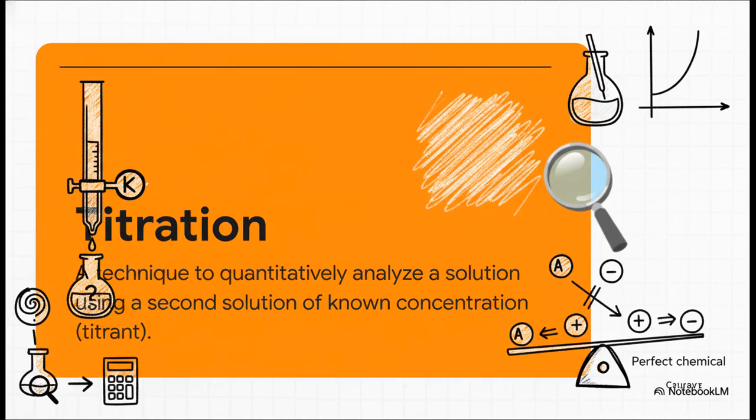The big idea is actually pretty simple. You take a solution you do know the concentration of, we call that the titrant, and you carefully, drop by drop, add it to your mystery solution until, boom, you hit a perfect chemical balance. Then, by seeing exactly how much titrant you used, you can work backwards to find the concentration of your unknown.